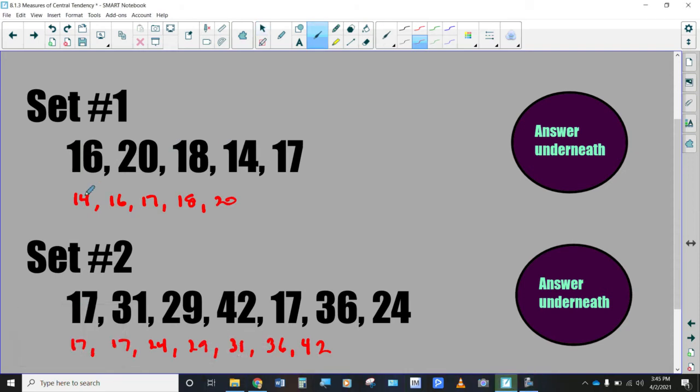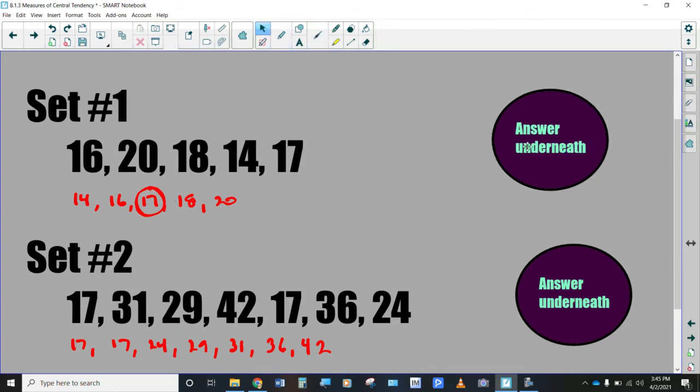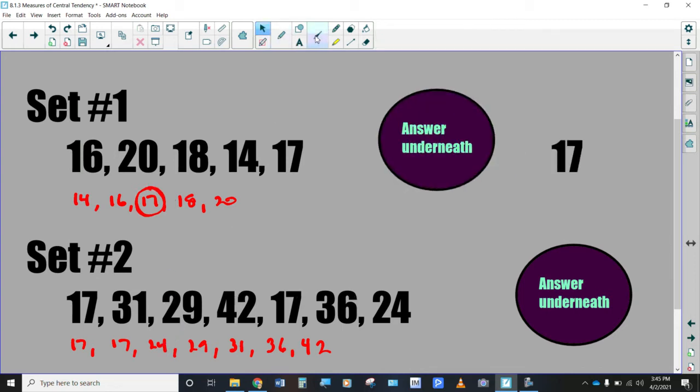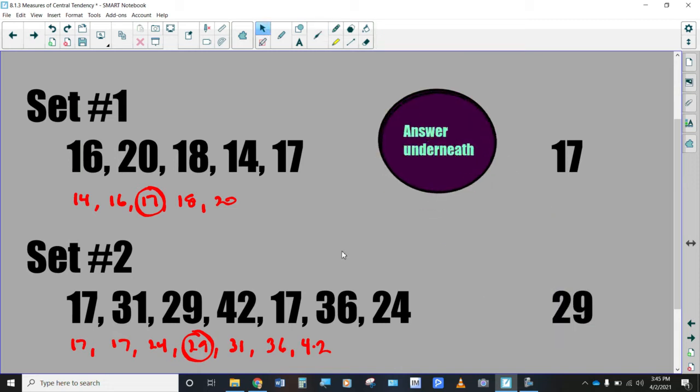All right, so putting the numbers in order from least to greatest, they become 14, 16, 17, 18, 20. So there's an odd number of numbers. That should be fairly straightforward. There should be one number in the middle. That number is 17. For this set of data, you've got a total of 7 numbers: 17, 17, 24, 29, 31, 36, 42. So the number in the middle is the 29, so that will be your median for this set of data.